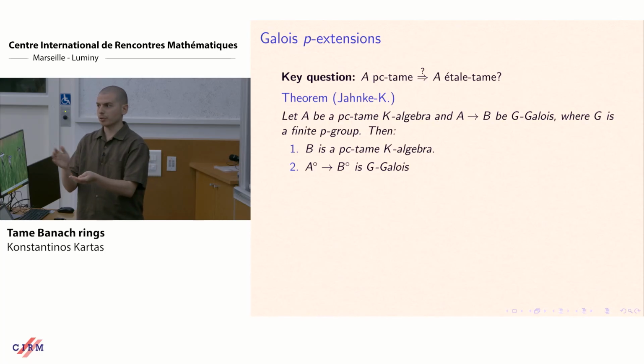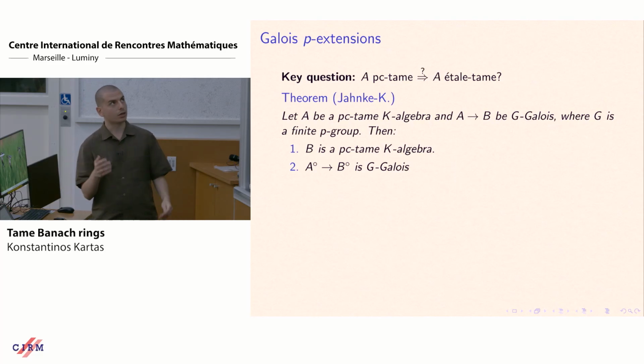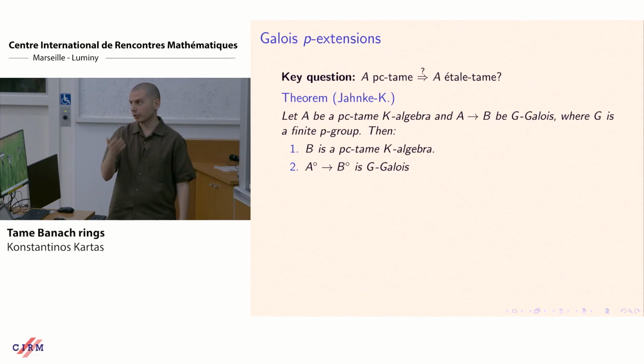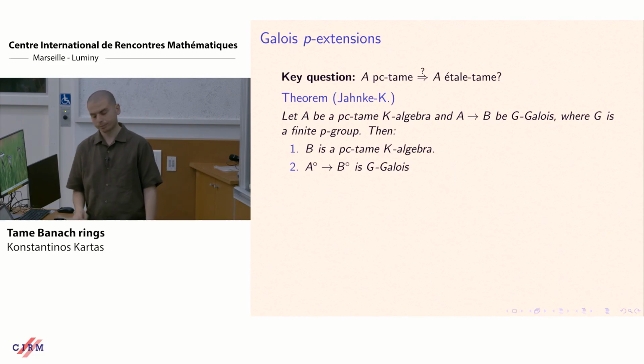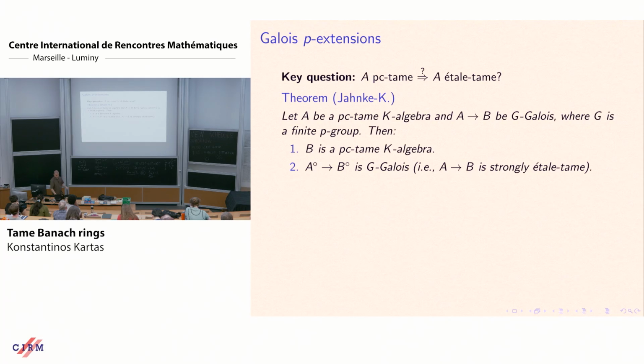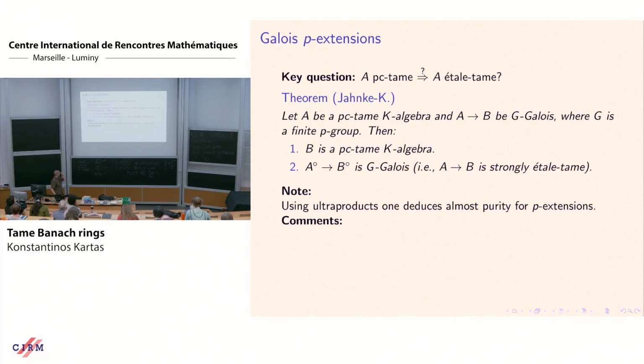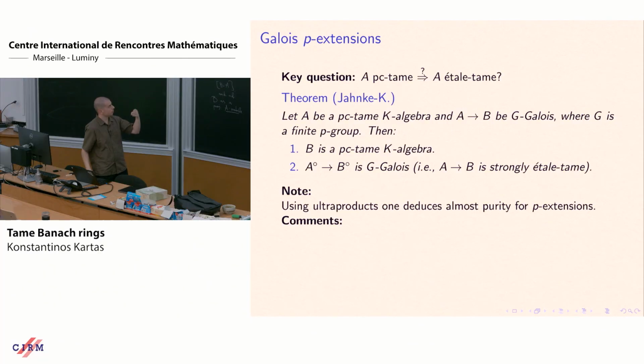So you started with something which was only finite étale generically, and then your conclusion is that the same thing happens at the integral level. So it's a strong purity statement, but it's only for these p extensions. So in other words, using our previous terminology, this map is strongly étale tame. So from this statement, you can immediately deduce the almost purity theorem for p extensions using Banach ultraproducts and the dictionary between almost mathematics and mathematics.